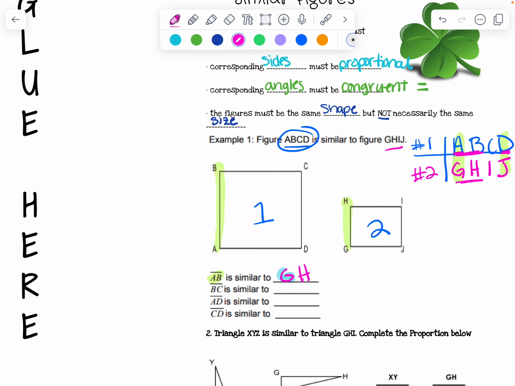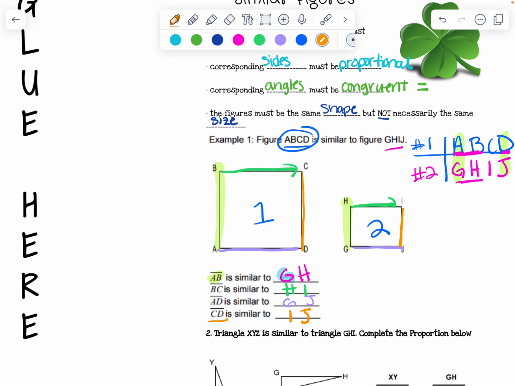Okay, the next one that we're going to do is BC. So BC, and it's the order they give it to. So that means I'm going to put H and then I. So H and then I. All right, the next one is AD. So AD would be G, J. And then the last one that they're asking is C and D. So C and D goes with I and J.